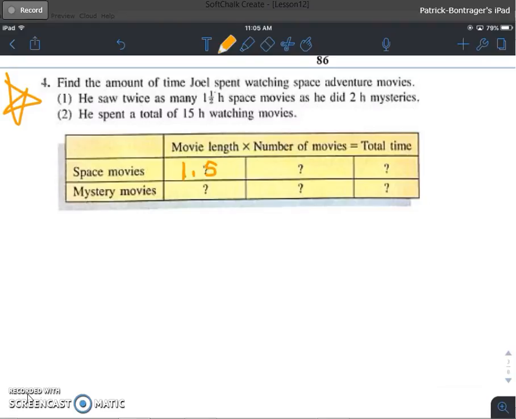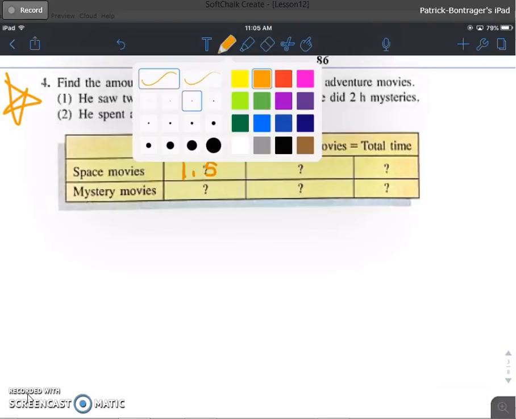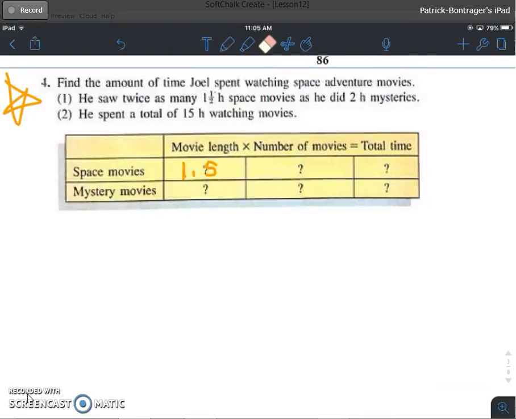I'm actually going to change colors so you can read that better. Value of space movies is 1.5. The value of mystery movies is 2. He saw twice as many space movies as he did mystery movies, so space movies is 2x. And mystery movies is going to be x. Again, to get to the last column, you multiply. So it's going to be 3x and 2x.